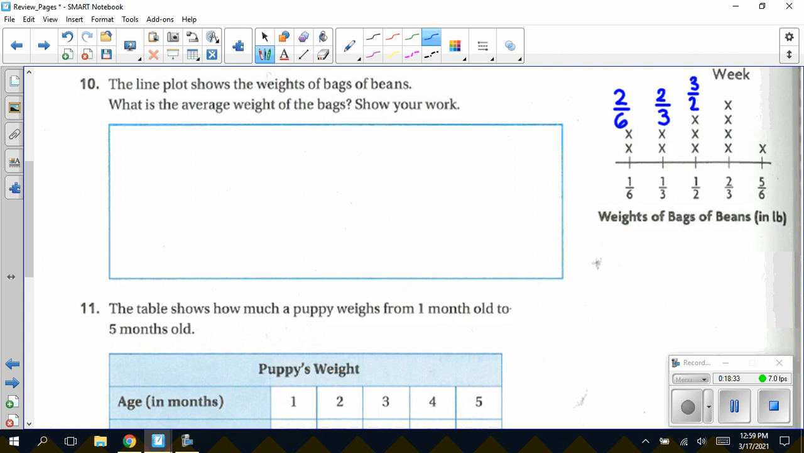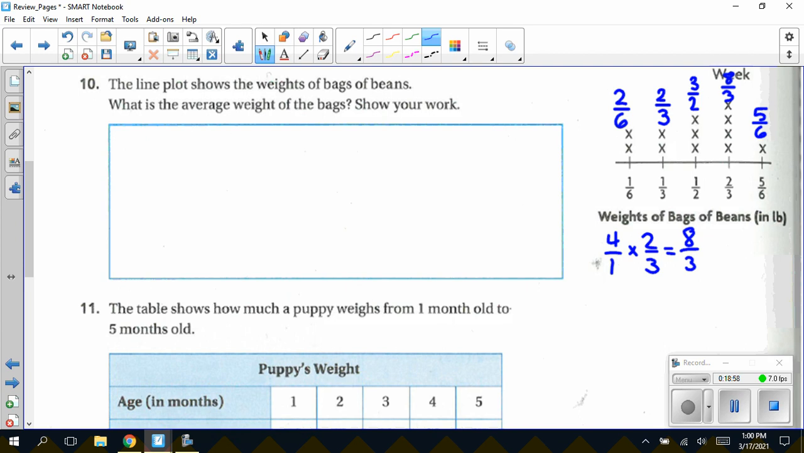For my 2/3, there are 4 of those x's above the 2/3. So I have 4 over 1 times 2/3. 4 times 2 does give me 8 over 3. So now I have 8/3. And then for the 5/6, I only have 1 x, so that would be 5/6.